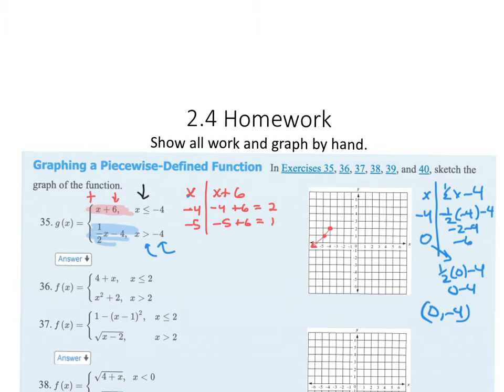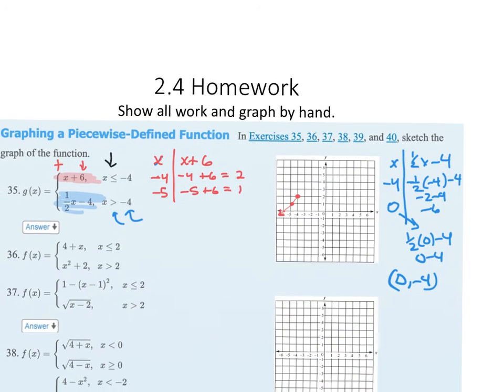So let me go ahead and get those two on my graph. I'll graph the ordered pair 0 and -4, and the -4, -6, but it's going to be an open circle. So if I come over here, open circle, and it's greater than, so I point my arrow to the right.